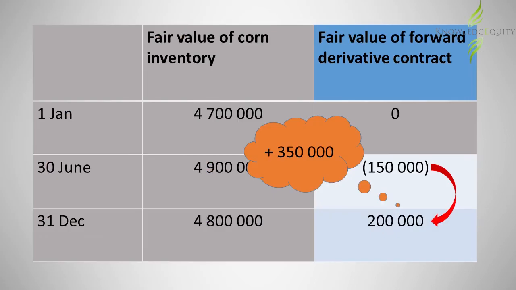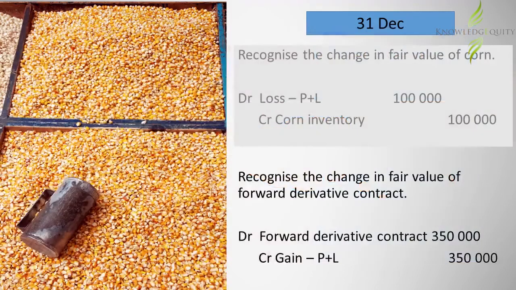On 31st December, the fair value of the forward derivative contract increased by $350,000 to get to a fair value of $200,000. Note that the $350,000 increase is the movement in the balance from negative on 30th June to a positive on 31st December. So the journal would be a debit to the forward derivative contract with $350,000 and a credit to a gain in profit and loss with the same amount.